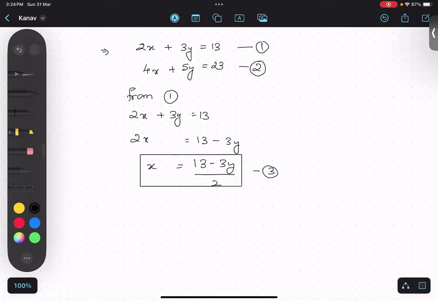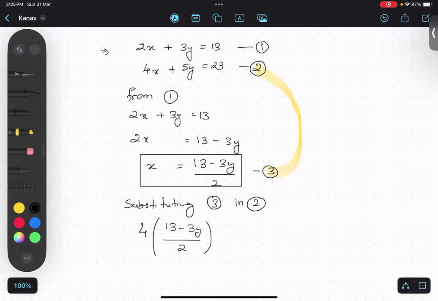Now this becomes my third equation. I'll put in second equation. Substituting 3 in 2, because I have used equation number 1 to pick another equation. So I have to substitute this equation in second. So let us substitute. So 4 bracket 13 minus 3y upon 2 plus 5y equals to 23. Is this thing clear? Yes. I just substituted this x with this particular answer.